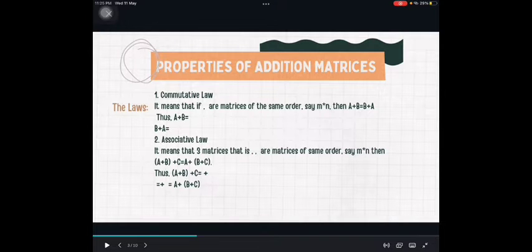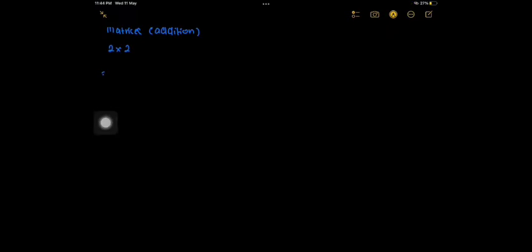So these are the properties of addition of matrices. The first is the commutative law. It means that if our matrices are of the same order, then A plus B equals B plus A. And for the second is the associative law. It means that for three matrices, the matrices have the same order.